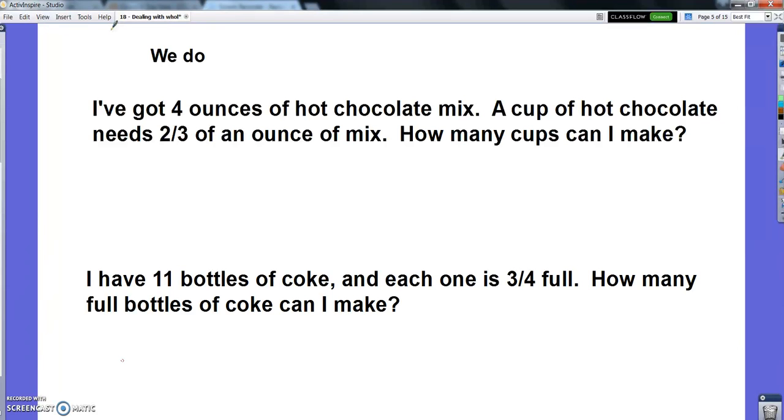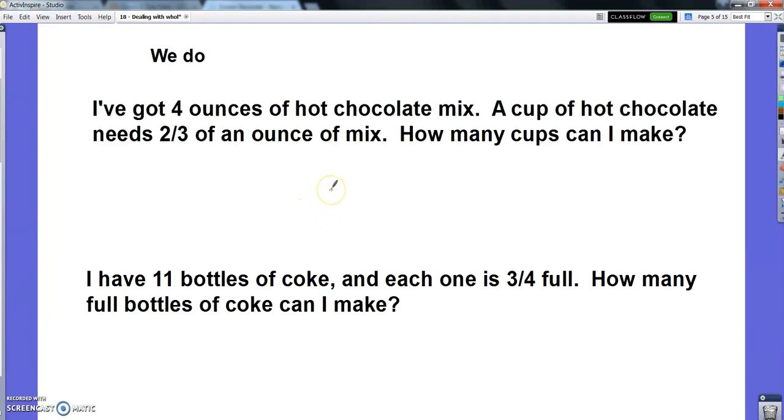Okay? I've got 4 ounces of hot chocolate mix. A cup of hot chocolate needs 2/3 of an ounce of mix. How many cups can I make? So let's think through the wording and figure out if this is a multiplication or a division problem. I'd actually love for you to pause, think about it, and decide what you think.